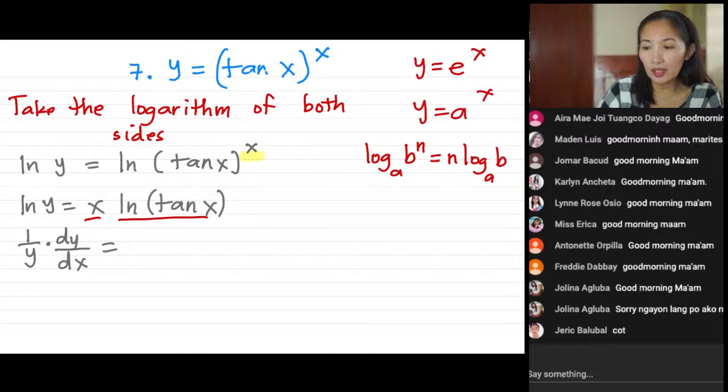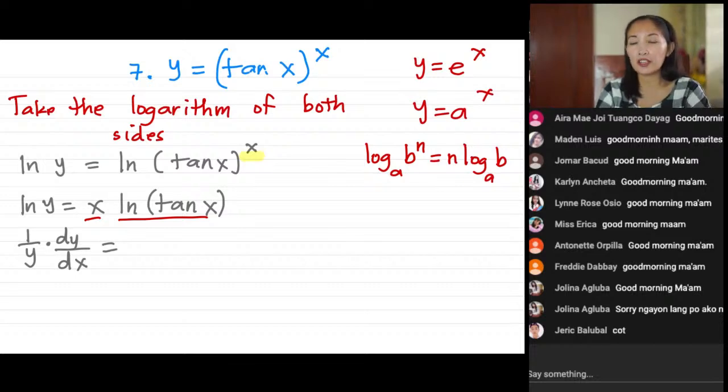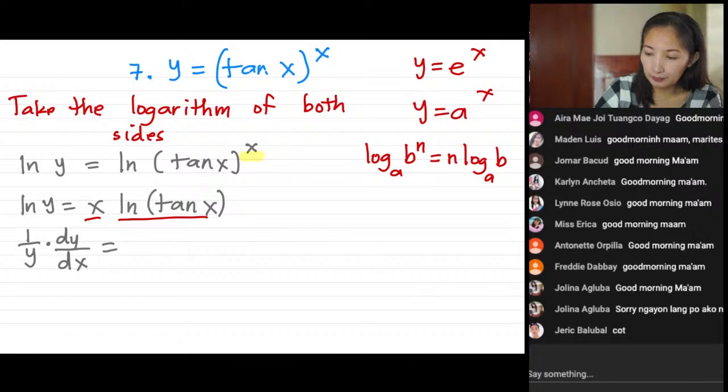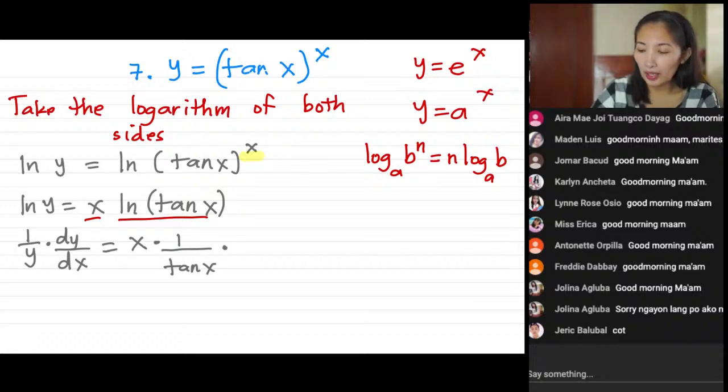u times v has the derivative u dv plus v du. So u is x times the derivative of the natural logarithm of tan x, which is 1 over tangent x, 1 over u times du. The derivative of tangent x is secant squared x. Okay, but we're not done yet.